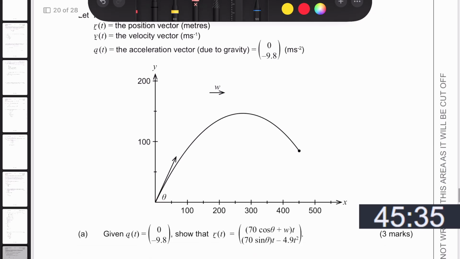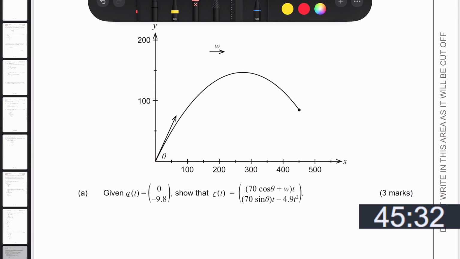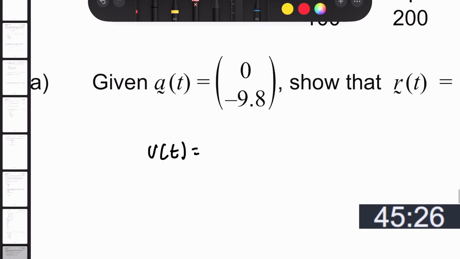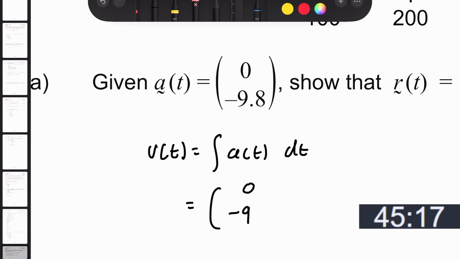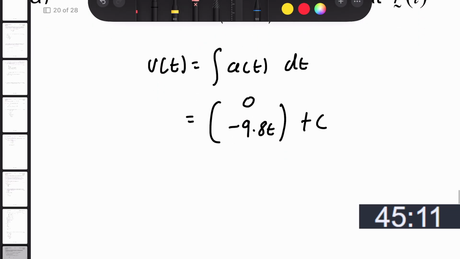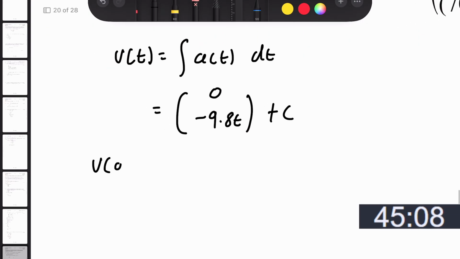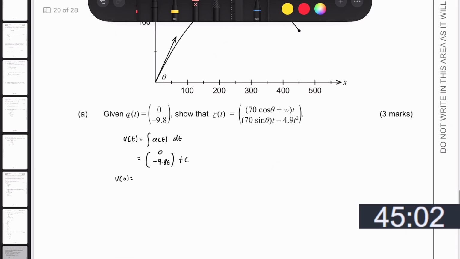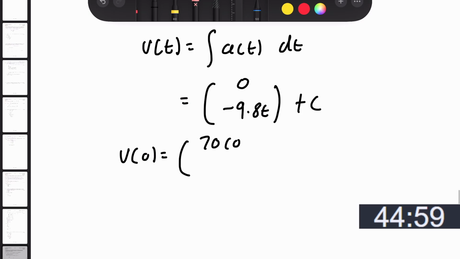Okay. So then r of t, and at t, so then v of t is equal to the antiderivative of a of t dt, which is going to be 0, negative 9.8t plus c, and then v of 0 is, plus, 70 cosine of theta plus w, and then 70 sine of theta.